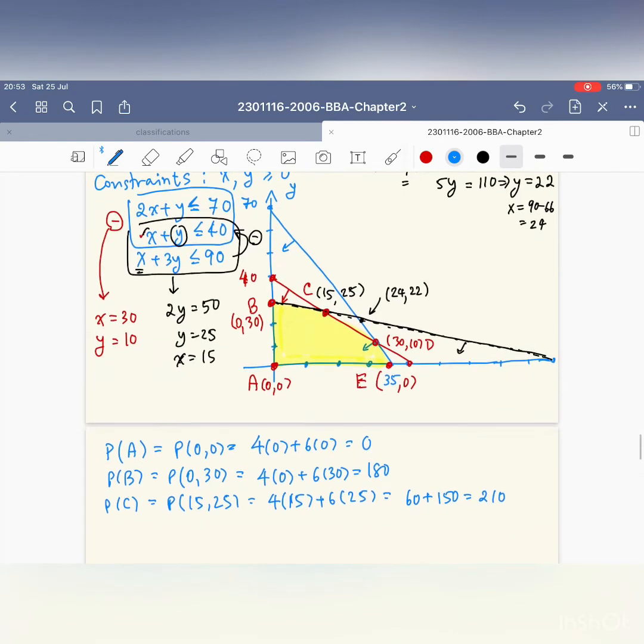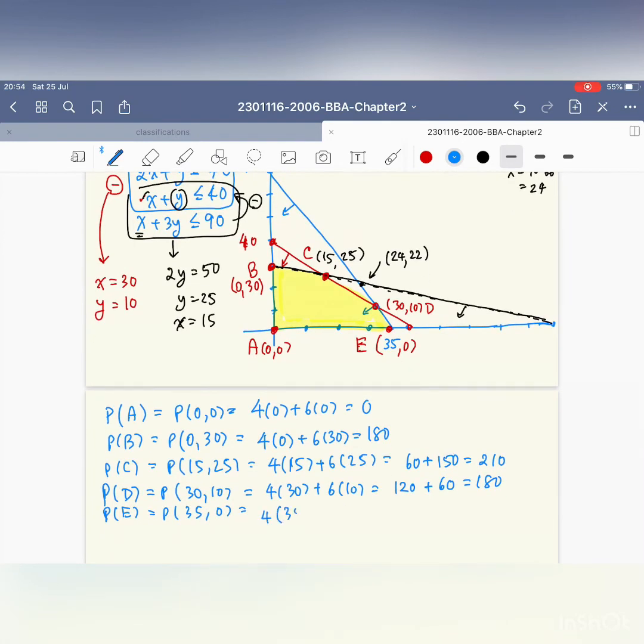Okay, how about your P at D, which is the point 30 and 10, so you have 4 times 30, 6 times 10, so you have 120 and 60, so a total of 180. And E, which is the point 35 and 0, so you have 4 times 35 and 6 times 0, so you have 140. So which one is the maximum? Here is the maximum, right?